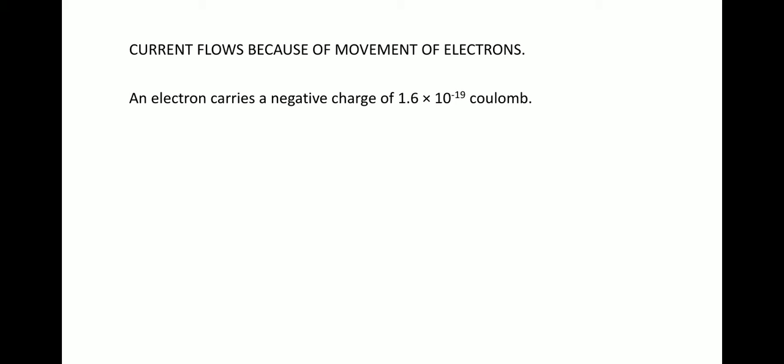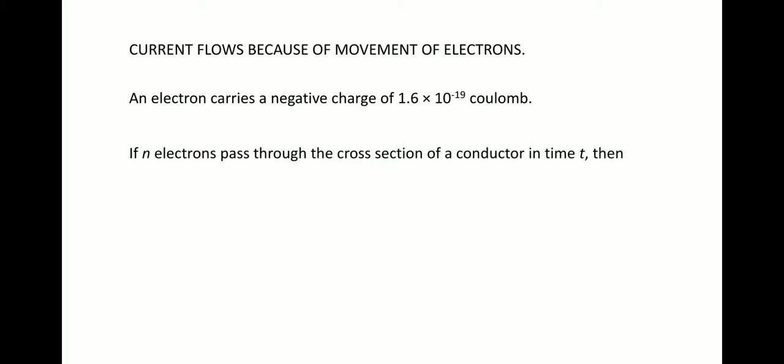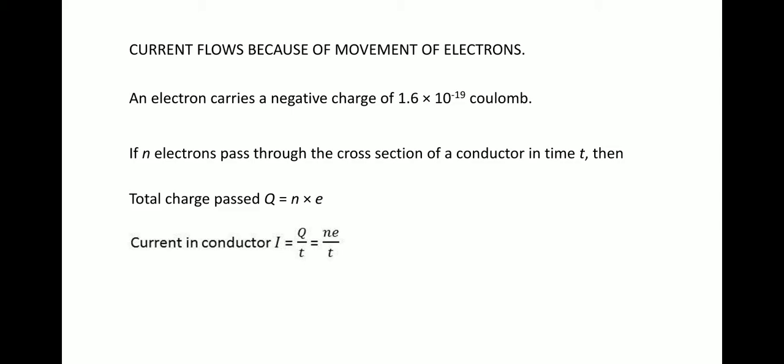So if n number of electrons pass through the cross section of a conductor in time t, then the total charge which passes through can be written as q equal to n into e, number of electrons n into e. The current in the conductor, I, which is equal to q by t, will now be represented as I = Ne/t, because q is equal to n into e. So q is replaced by Ne divided by t. This is the amount of current which will flow in the conductor at time t.